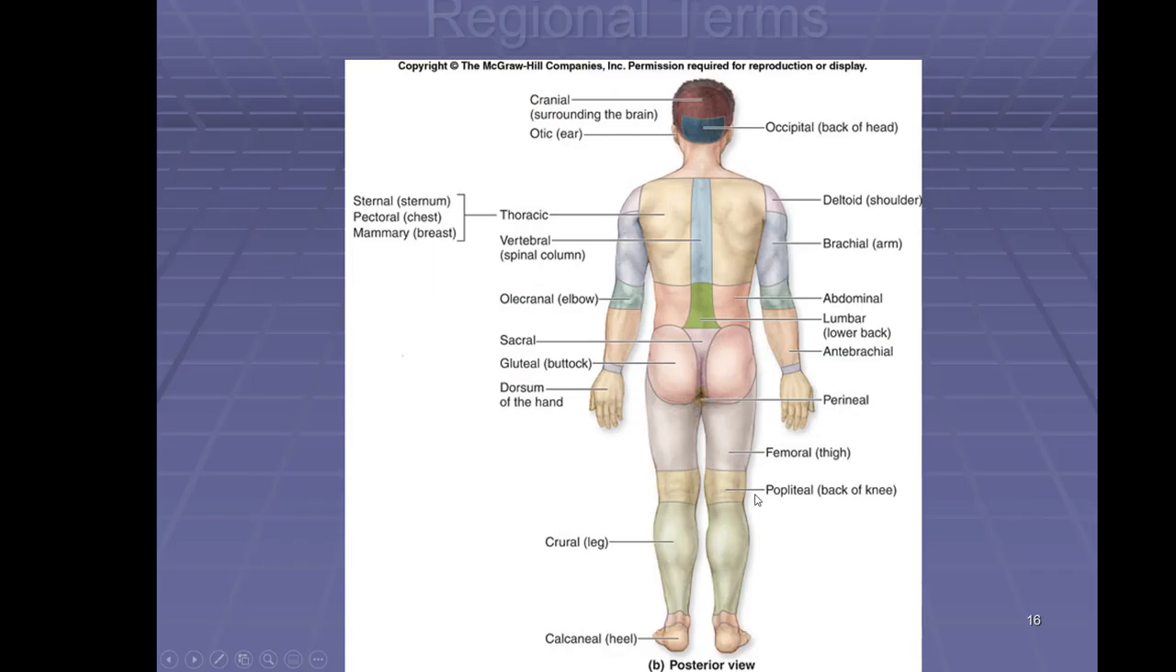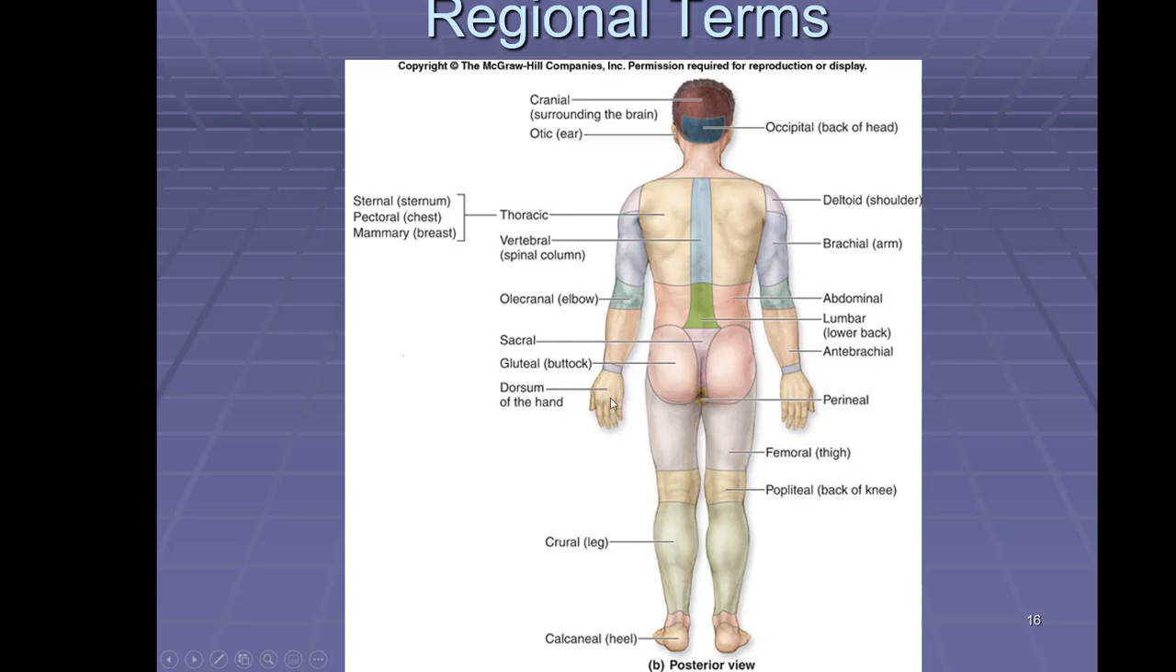And if we look at the backside, we get a lot of the same things, but a little bit different. So I'll run through these also. Cranial, surrounding the brain. Otic is a good one, means ear. Thoracic, again, we did. Vertebral refers to the region where the backbone is. The back of the elbow is called the olecranal region. Sacral, kind of where your sacrum is right here, just above the butt. Gluteal means where your butt is.